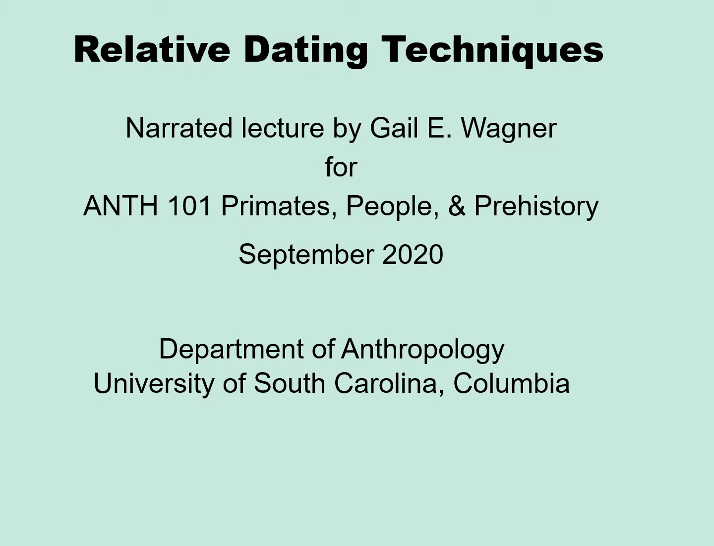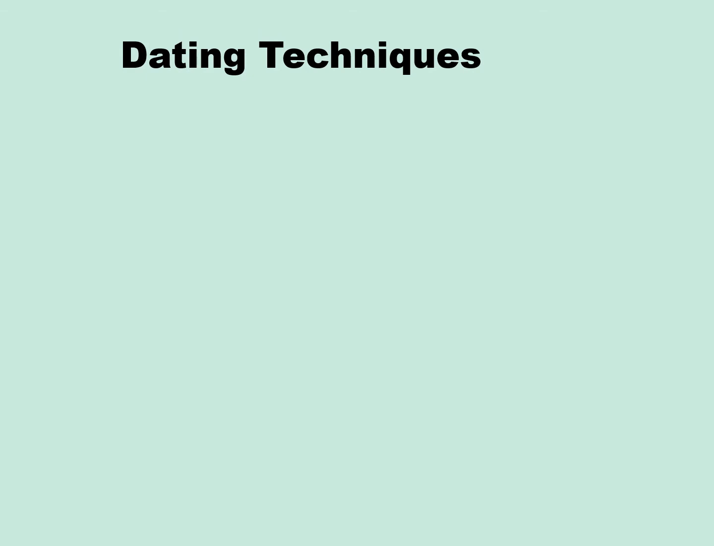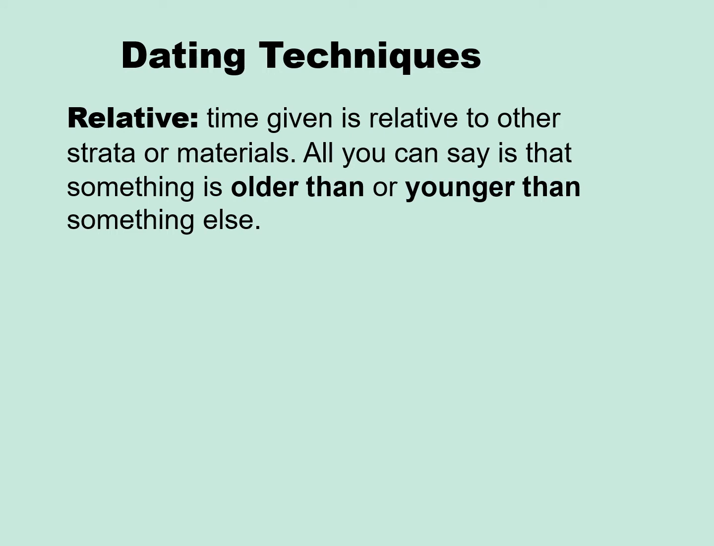Today, I'll talk about relative dating techniques. Dating techniques fall into two major categories. Relative dating, in which time given is relative to other strata or materials. All you can say is that something is older than or younger than something else. Hence, it's relative.